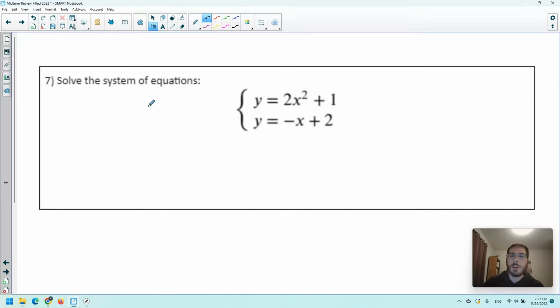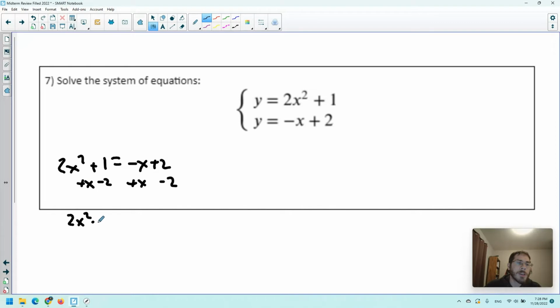So I think I'm going to go ahead and choose to set them equal to each other. 2x squared plus 1 is equal to negative x plus 2. And I can do that because these are both y's. For a quadratic, we have to get everything on the same side. So plus x and minus 2. So 2x squared. The plus x doesn't combine with anything. So plus x. 1 minus 2 is negative 1. So now I'm equal to 0.